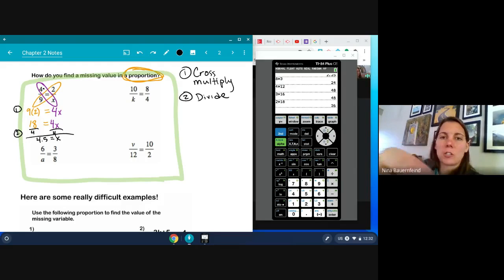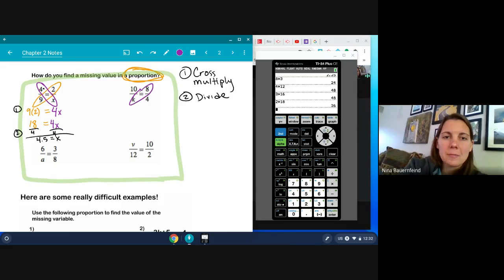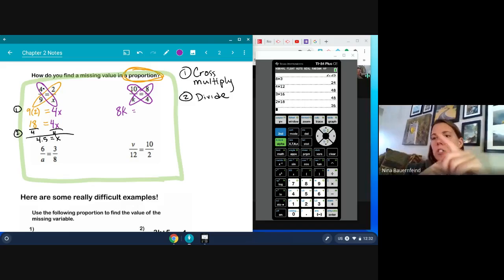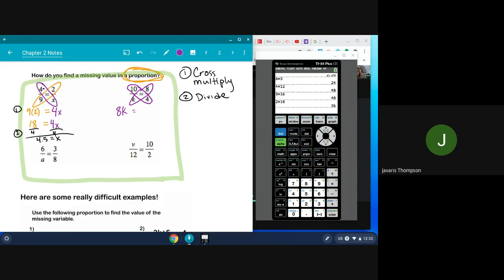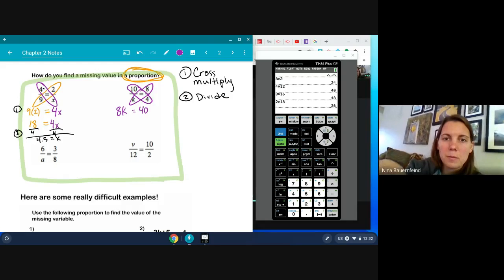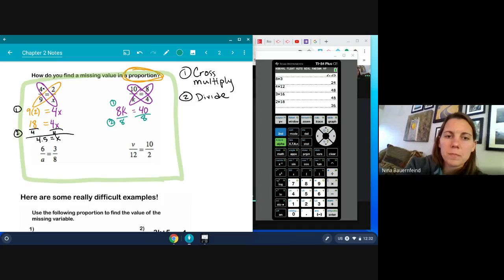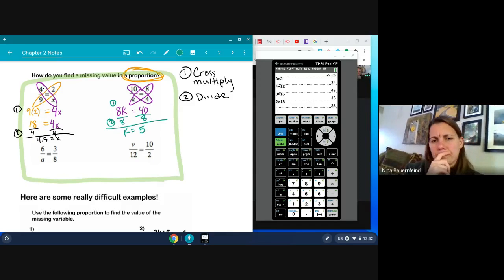So let's try this next one. K times 8 is just 8k. And then what is 10 times 4? This is us cross multiplying. 40, and then you divide it by 8. So first step is cross multiply. Second step, divide. And we get k equals 5, right?